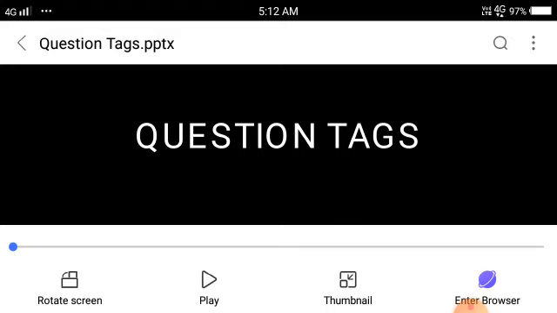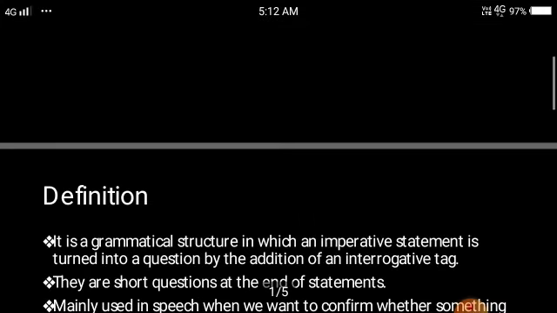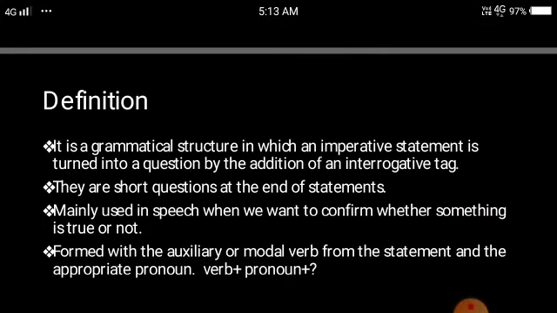Today we shall be dealing with question tags. This is another part of grammar that you have to study. So what are question tags? When do you make use of question tags? There are certain rules which you have to follow when you use question tags.